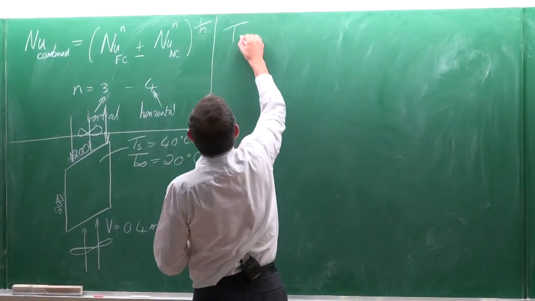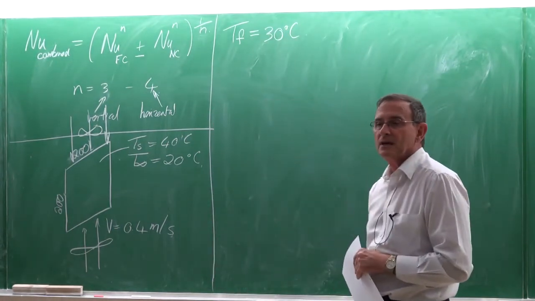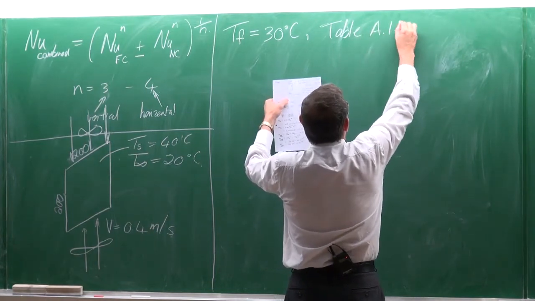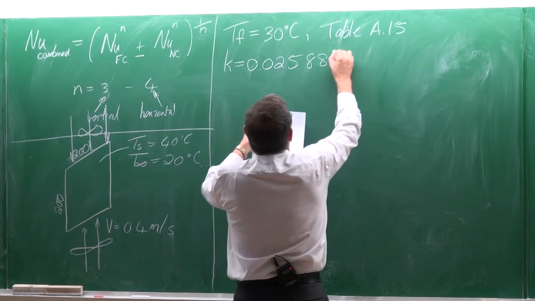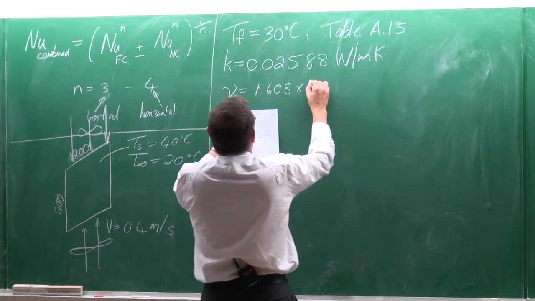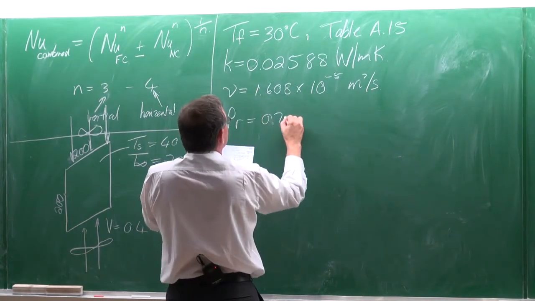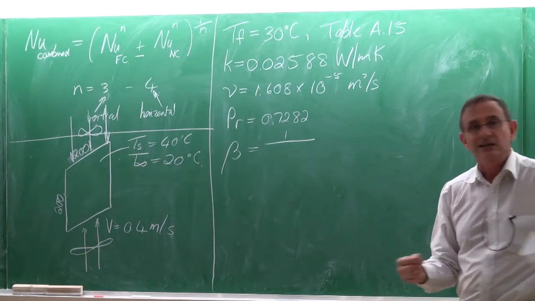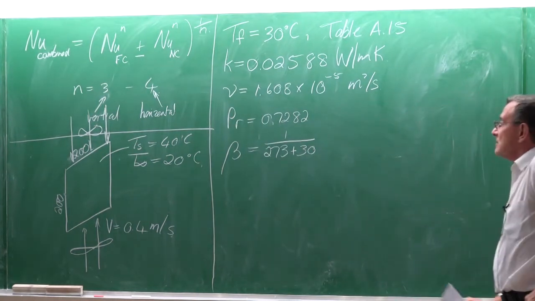Okay, so in terms of properties, we need to get the properties at the average of the surface temperature and the environment temperature. So that is at 30 degrees Celsius. At 30 degrees Celsius, we work with air. It's in table A15. You can get all the properties for air, and the properties are thermal conductivity k of 0.02588 watts per meter Kelvin, kinematic viscosity of 1.608 multiplied by 10 to the minus 5 square meters per second. The Prandtl number is equal to 0.7282, and beta is not given in the table, but it's air, so we can assume it's an ideal gas. So it is 1 divided by 273 plus the temperature at 30. So there's all the properties.